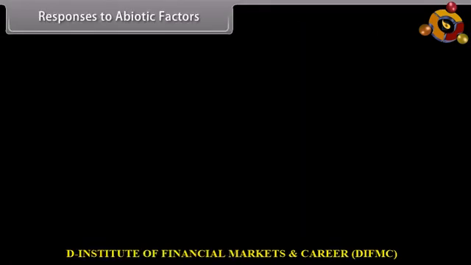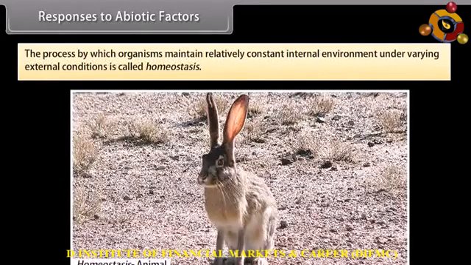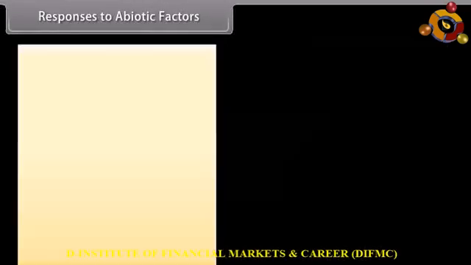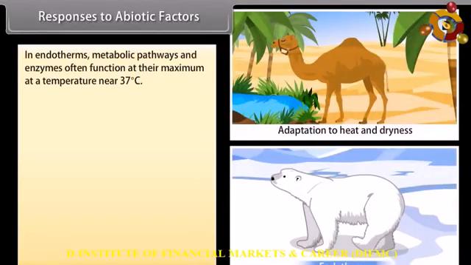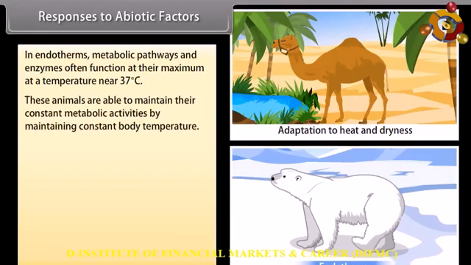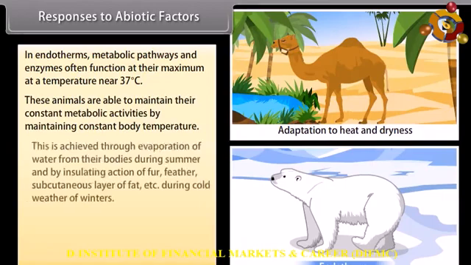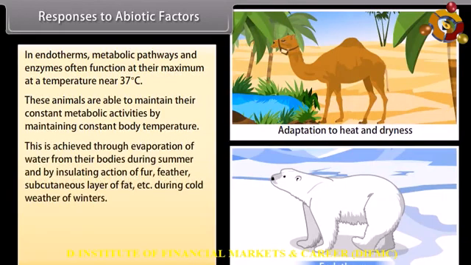Responses to abiotic factors. The process by which organisms maintain a relatively constant internal environment under varying external conditions is called homeostasis. In endotherms, metabolic pathways and enzymes often function at their maximum at a temperature near 37 degrees Celsius. These animals are able to maintain their constant metabolic activities by maintaining constant body temperature. This is achieved through evaporation of water from their bodies during summer and by the insulating action of fur, feather, subcutaneous layer of fat, etc. during the cold weather of winters.